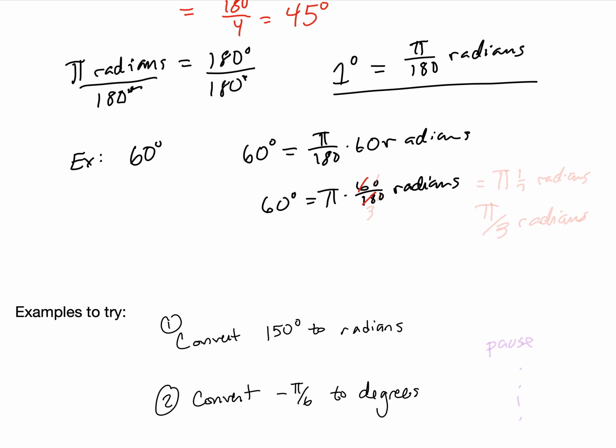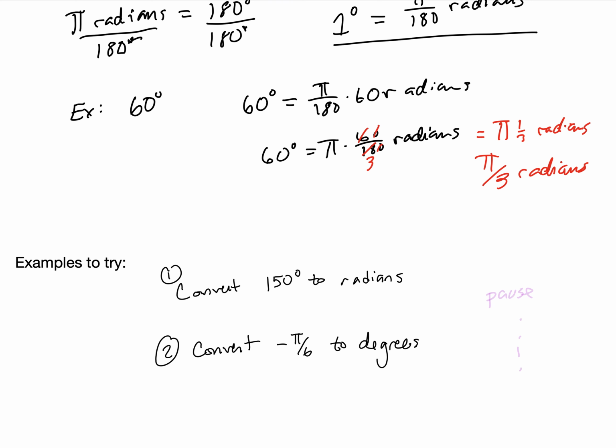We can cancel the 6 with the 18, and we get 3 on the bottom, and we can cancel the zeros as well, and so this would be pi times 1/3 radians, or pi over 3 radians. That's 60 degrees. So here are 2 quick examples for you to try. Try converting each of these and also drawing them on the unit circle where the angle is. So pause and try this out.